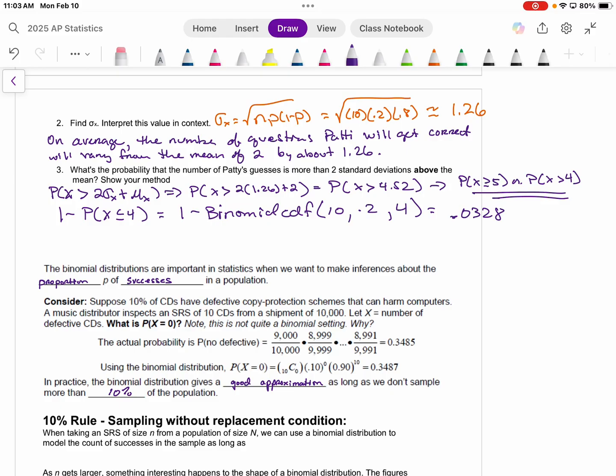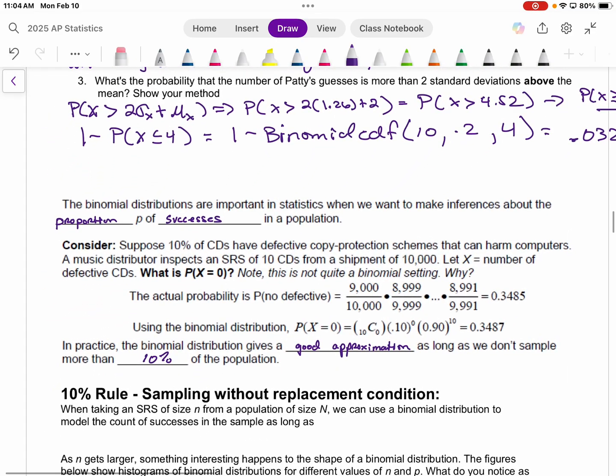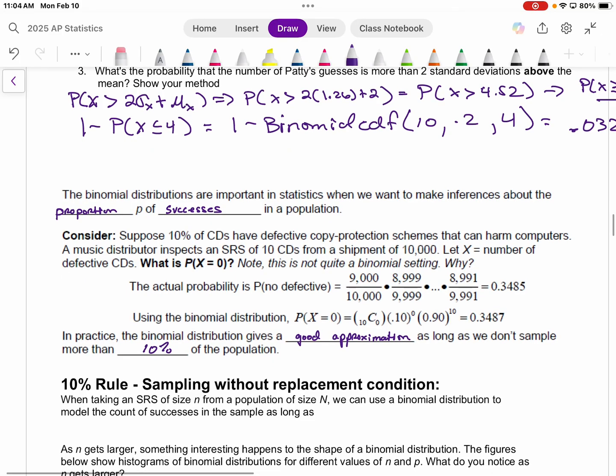Binomial distributions are important in statistics. We want to make an inference about proportions p of success in a population. Now, sometimes as we look at what we're doing, they don't tell us enough information to decide if it's independent or not. And so this is where we have a condition coming up here.